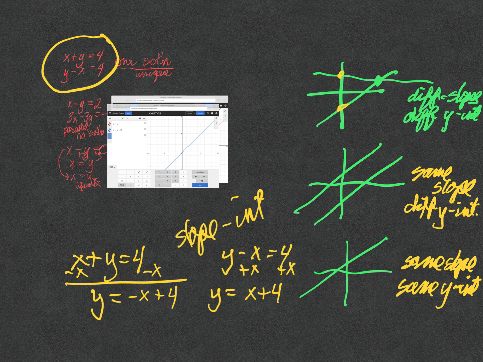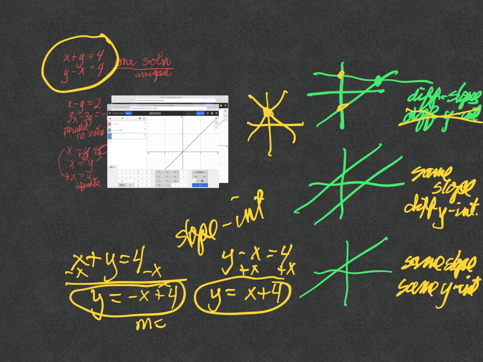Oh, in this case, they actually intersect at the y-intercept. So that's okay. I forgot when we drew the lines, they actually intersect at the y-intercept. So I lied. You don't need to have a different y-intercept. You just need to have different slopes. If you look at this and this, the slope here is -1 and the slope here is 1. Since the slopes are different, you know that these lines will intersect in one point.